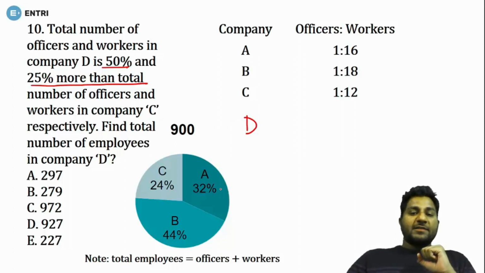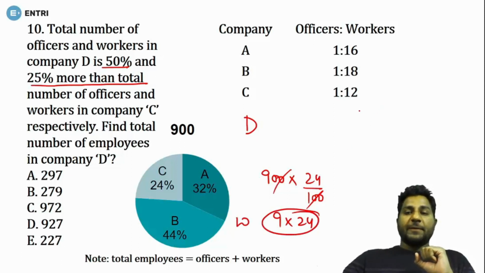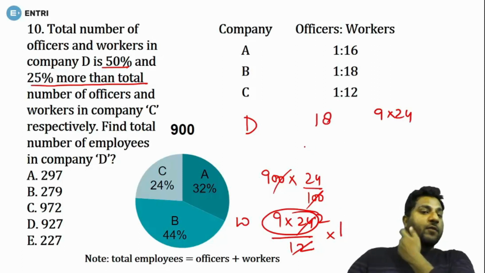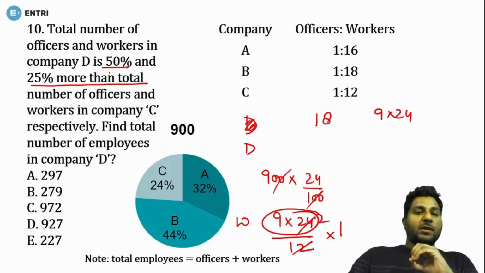Okay, so let's take 900 and we are going to compare C's data. That means 24% of 900. Okay, after getting 24% we got what? Workers data. This will be workers data. So workers data is 9 into 24. If we compare it with 12 and multiply with 1, we will be getting officers data. So now what would D's data be?